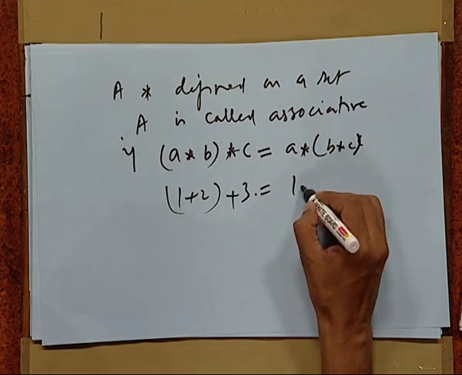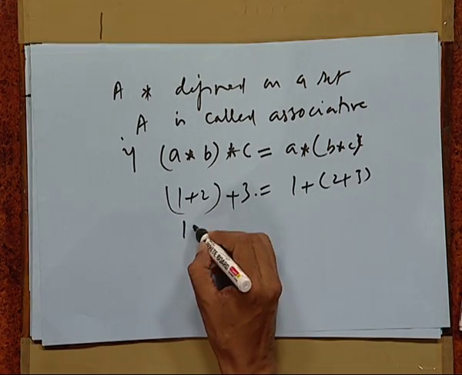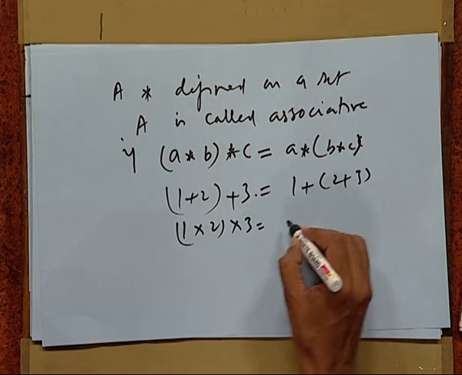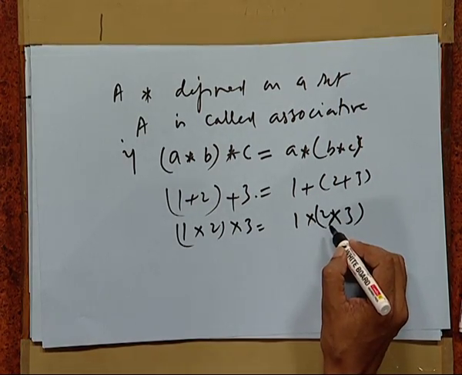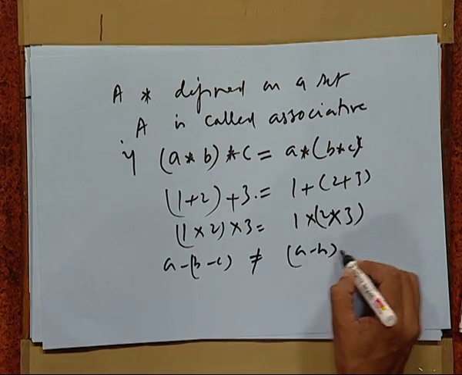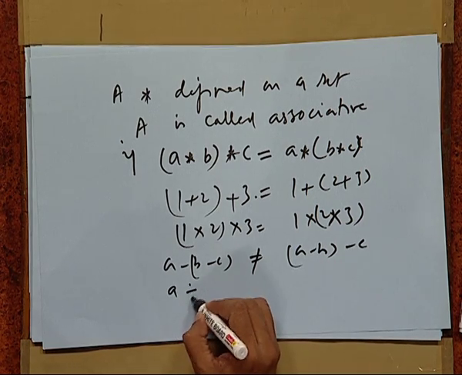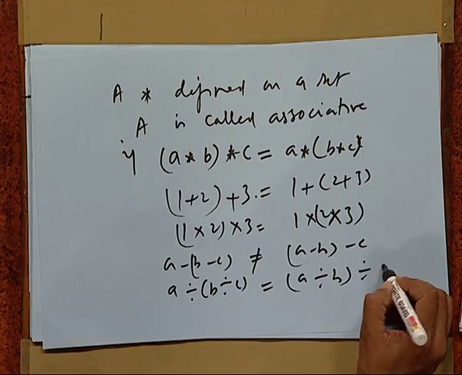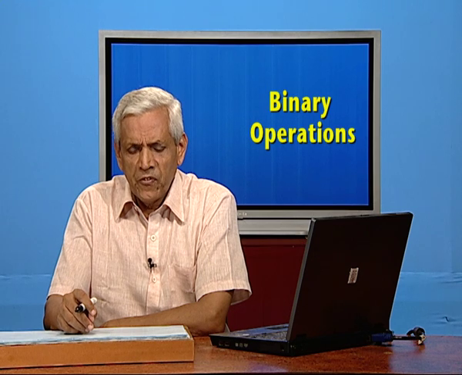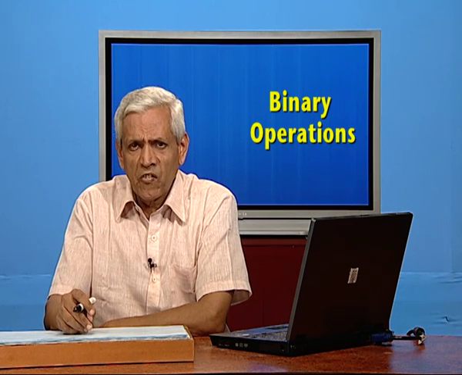Interestingly, our usual operation of addition and multiplication follow this rule, because in case of (1 plus 2) plus 3 is always 1 plus (2 plus 3). Similarly, (1 times 2) times 3 is 1 times (2 times 3). But (A minus B) minus C is not equal to A minus (B minus C). Similarly, (A upon B) upon C is not equal to A upon (B upon C). In fact, in life there are instances where this law fails.